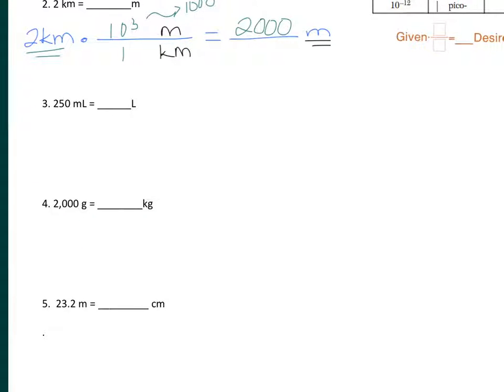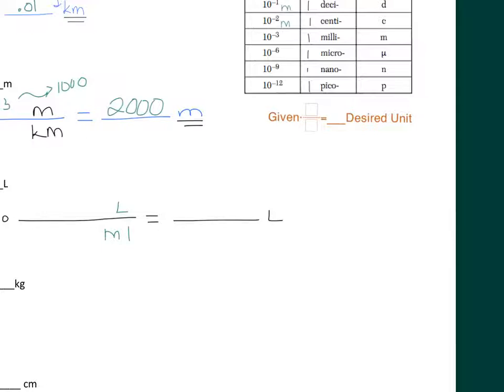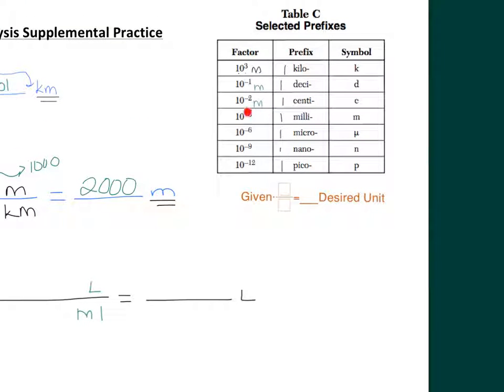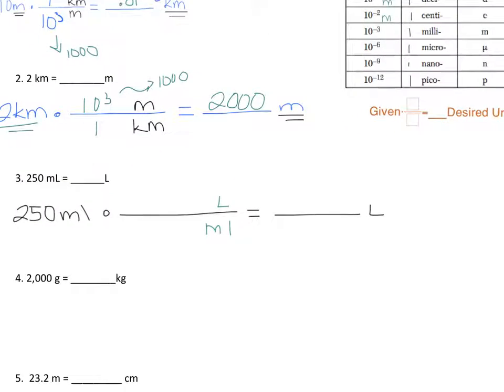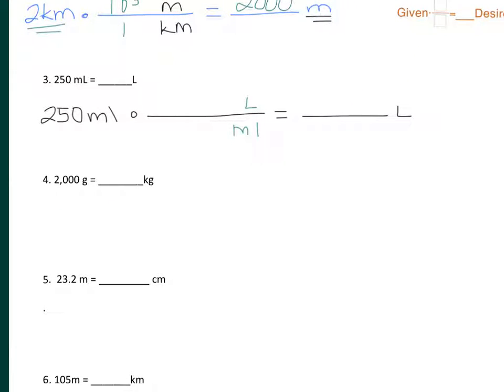All right, number 3, let's take a look at it. 250 milliliters, dot line is equal to, and we're going to liters. So I want to end up in liters, and I want to cancel out milliliters. Okay, so now let's deal with something else, milli and liters. So I see milli, and I say 1 milliliter is equal to 10 to the negative third liters. So let's say that again. 1 milli is 10 to the negative third liters.